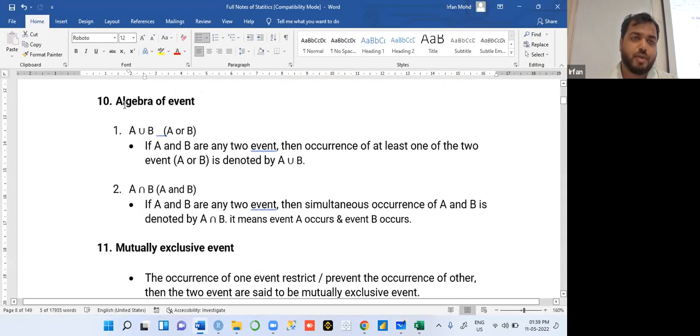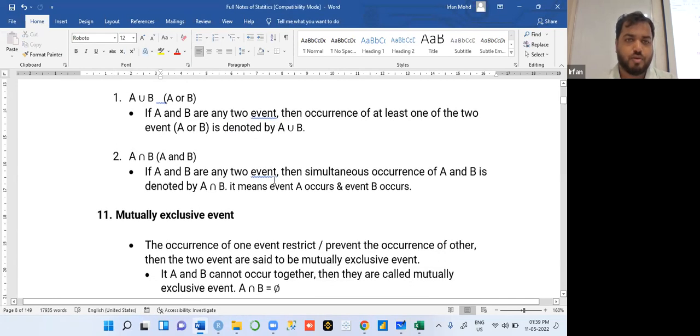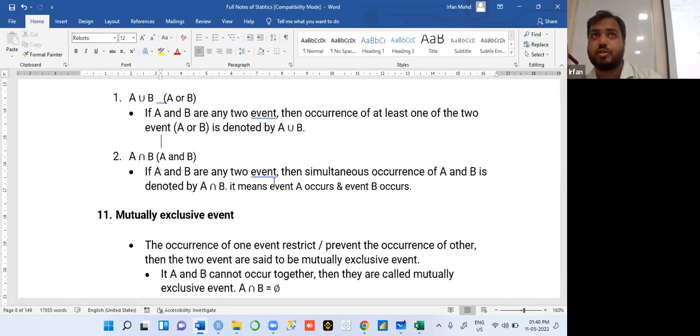Then you have algebra of events. Guys, this algebra we will do with the help of an example. If you remember, we did it in Python also, we did it in SQL also, the OR function. OR means any one event met. AND means both conditions met. The same happens over here. We'll see with the help of an example. It becomes easier.